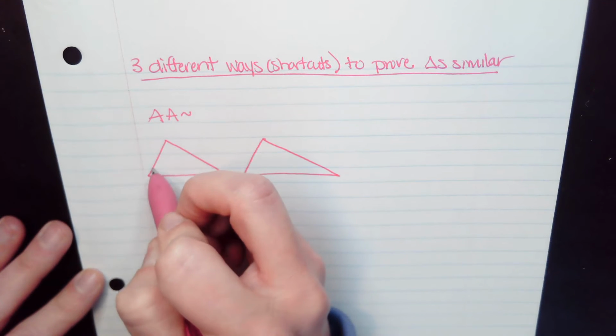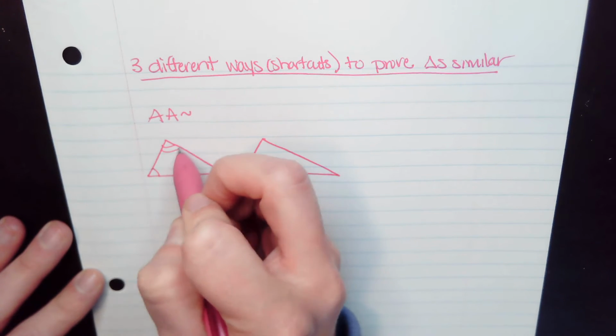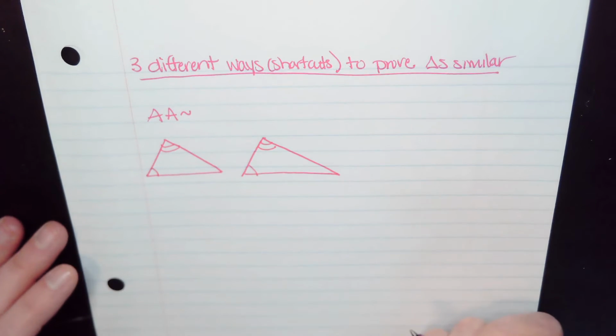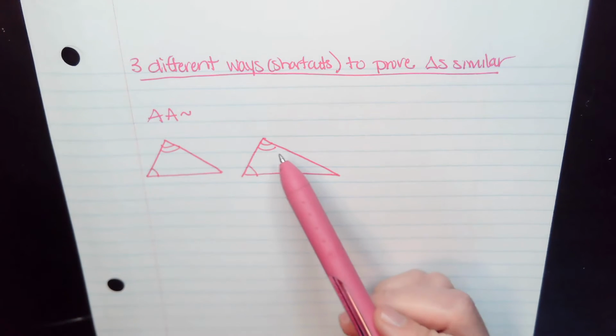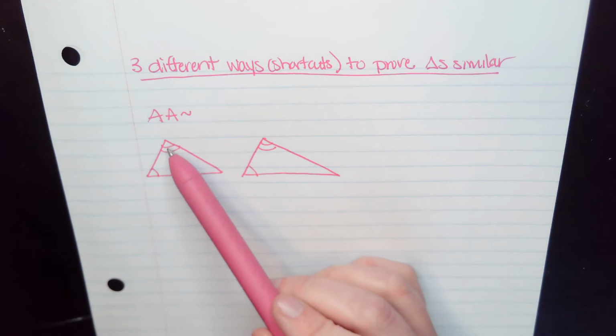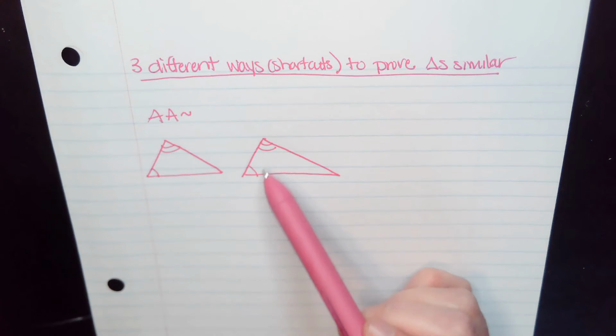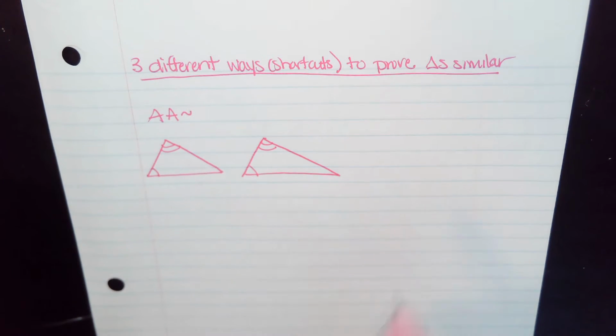So here I would have 2 pairs of corresponding angles congruent. Now we want the shortest way, so that's why we don't say angle, angle, angle, because we know that all triangles add to 180 degrees. So if I know that these 2 angles are congruent to these 2, then I know their third angles must also be congruent, because if I subtract these 2 from 180, it's going to give me the same thing as if I subtract these 2 from 180.